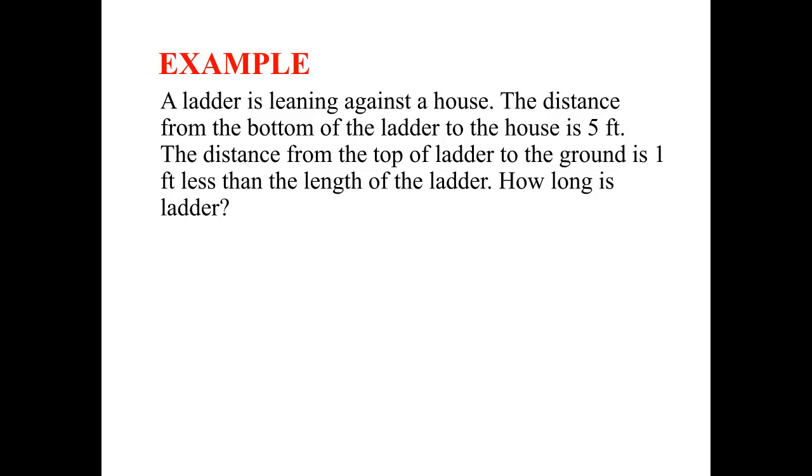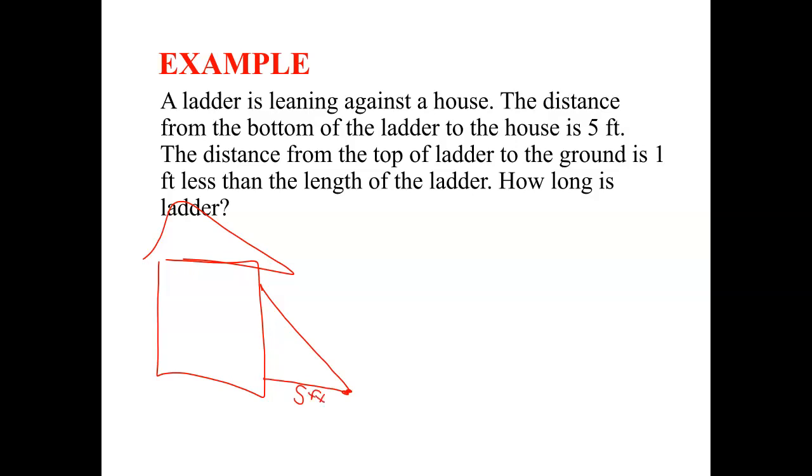Okay? So a ladder is leaning against a house. Oh, look, I have a house. Beautiful, right? A ladder leaning against it. Make it a little bit bigger. Got a ladder leaning against it. The distance from the bottom of the ladder to the house is 5 feet. The distance from the top of the ladder to the ground is 1 foot less than the length. How long is the ladder? This is what we want to find.